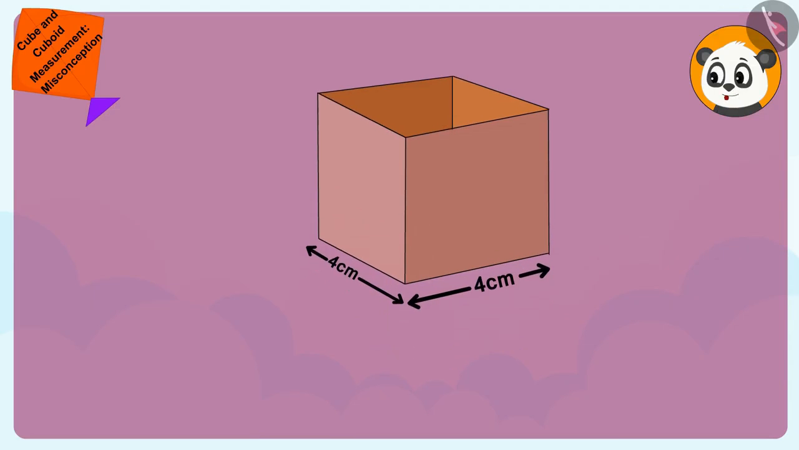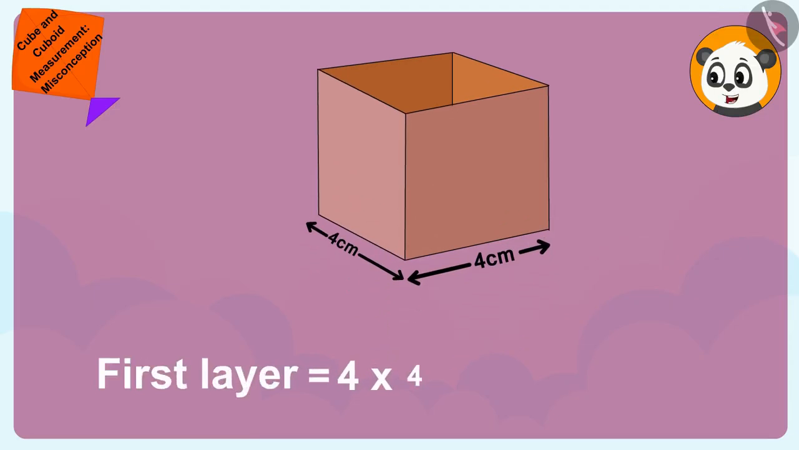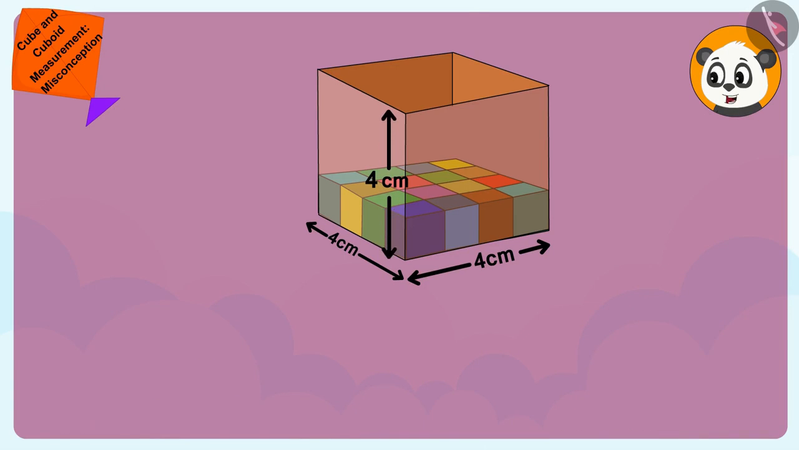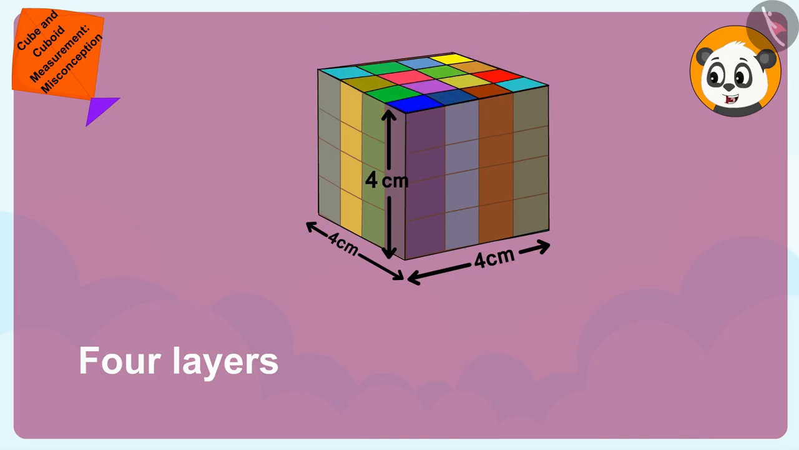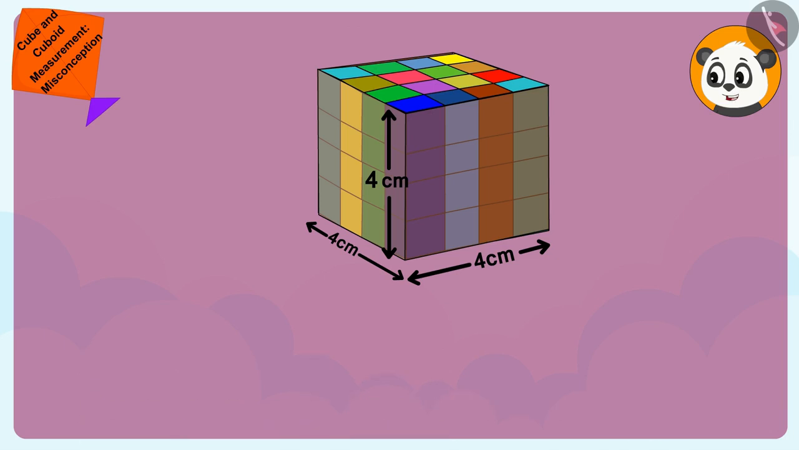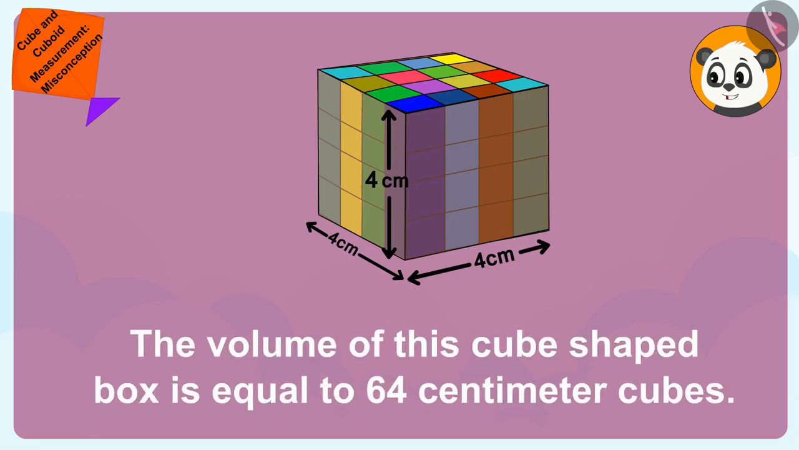This means the first layer will have 4 times 4, 16 cubes of dimension 1 centimeter each, and its height is 4 centimeters. It means there will be 4 layers. We will be able to place 16 times 4, 64 cubes of dimension 1 centimeter each, in the cube-shaped box. In other words, the volume of this cube-shaped box is equal to 64 centimeter cubes.